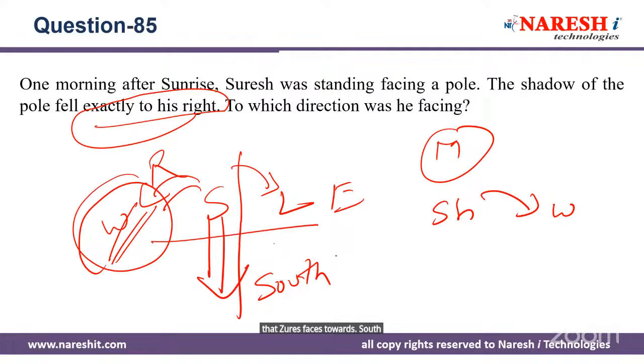I repeat one more time. Always shadow falls in the west part. According to the question, the shadow falls on the right side of Suresh. If Suresh's right is west and left is east, then Suresh's face is down. Towards down means Suresh's face is towards south.